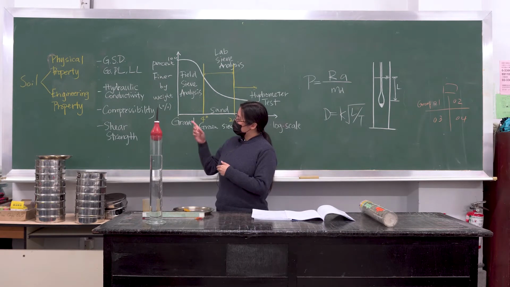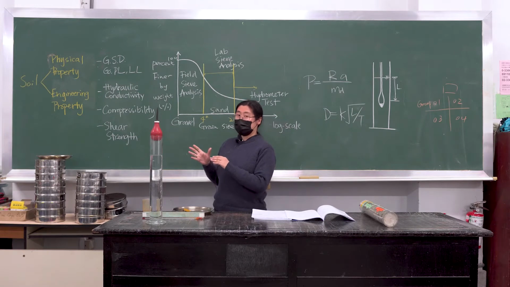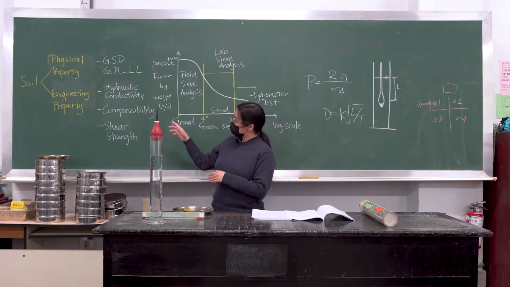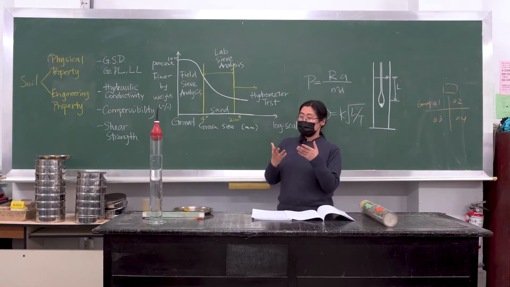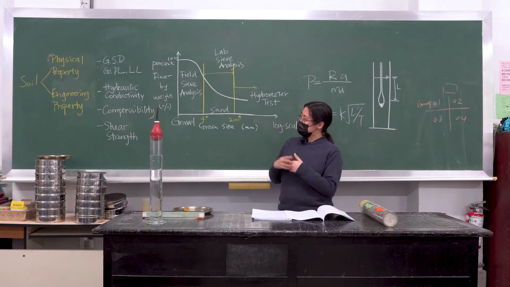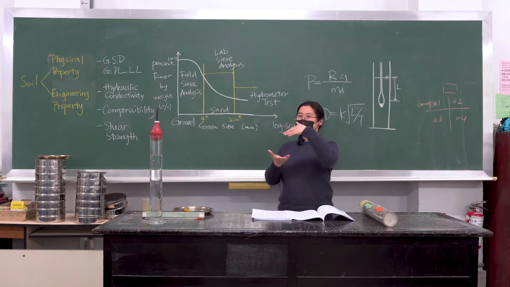In the future, we are also going to determine the engineering properties, which will be used in design. More specifically, we are going to determine the hydraulic conductivity, how easily fluid can travel through soil. Okay, so that's the meaning of hydraulic conductivity. And in addition to that, we want to know compressibility, which means how much settlement is likely for a particular soil to have.